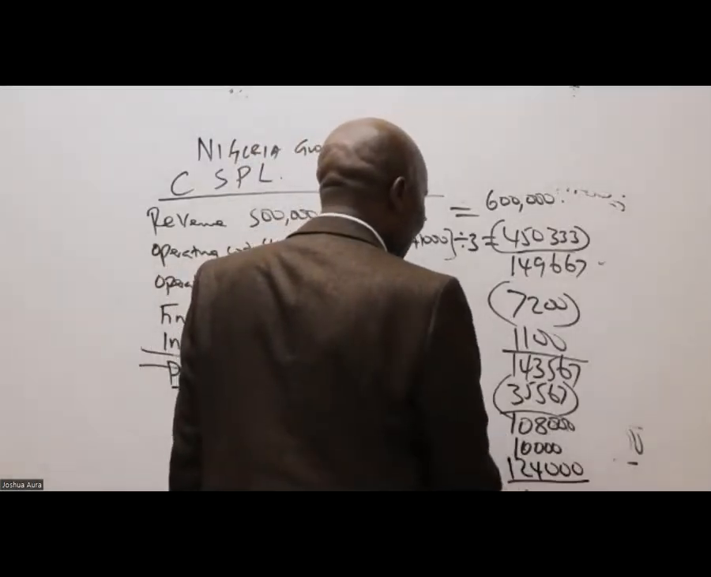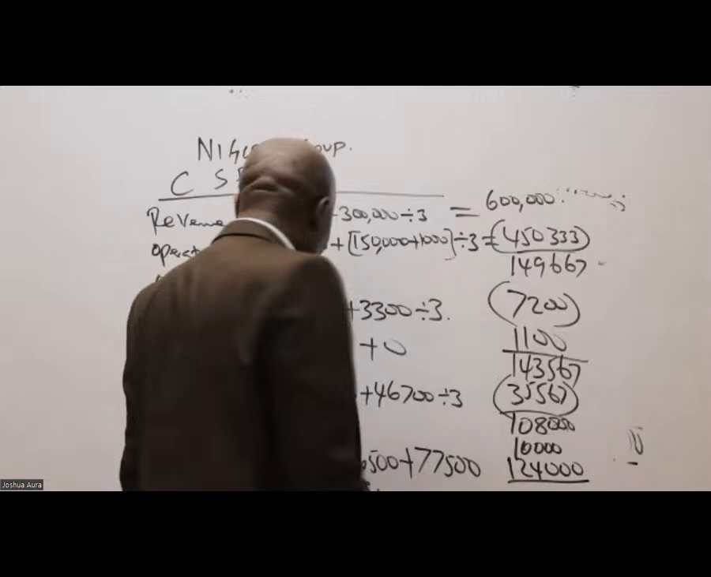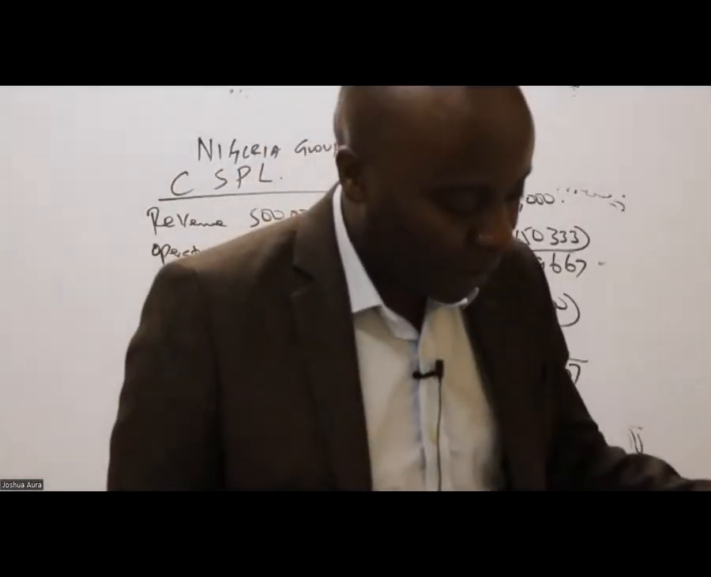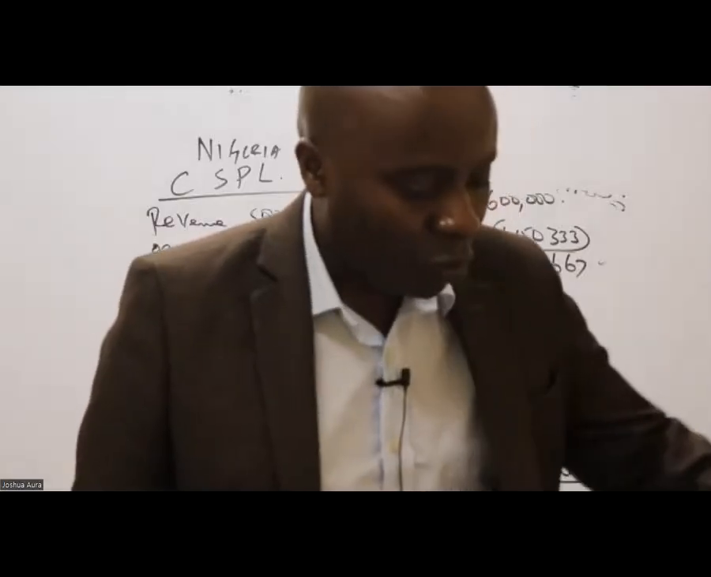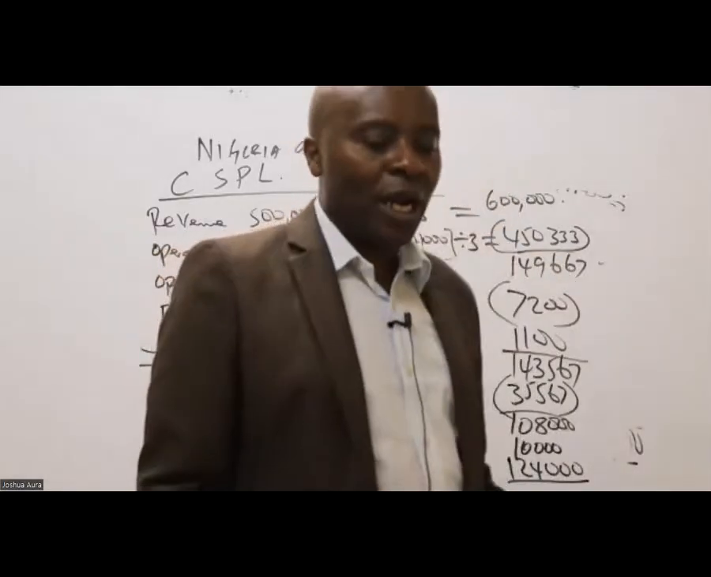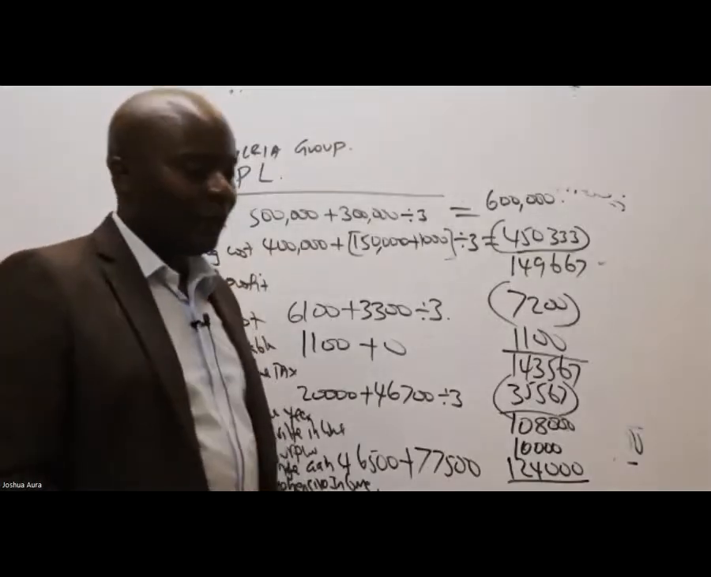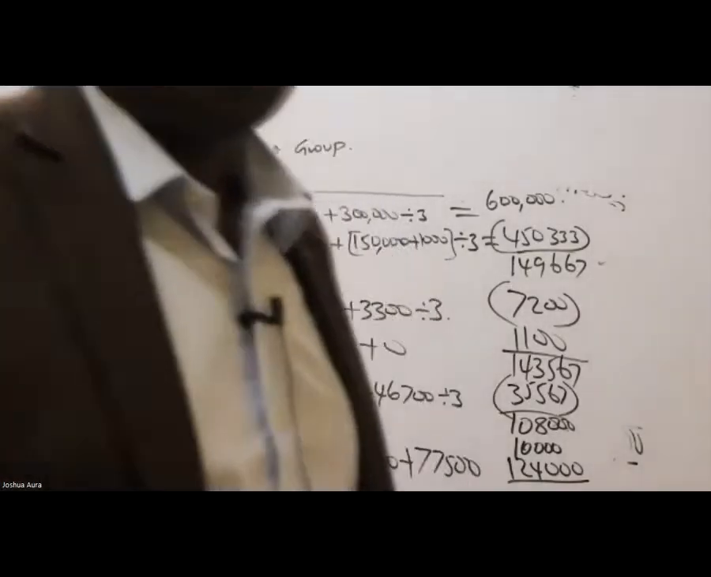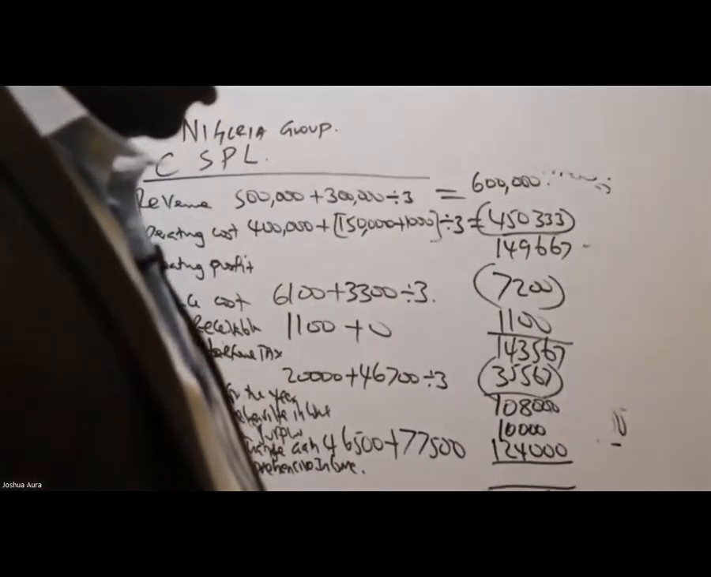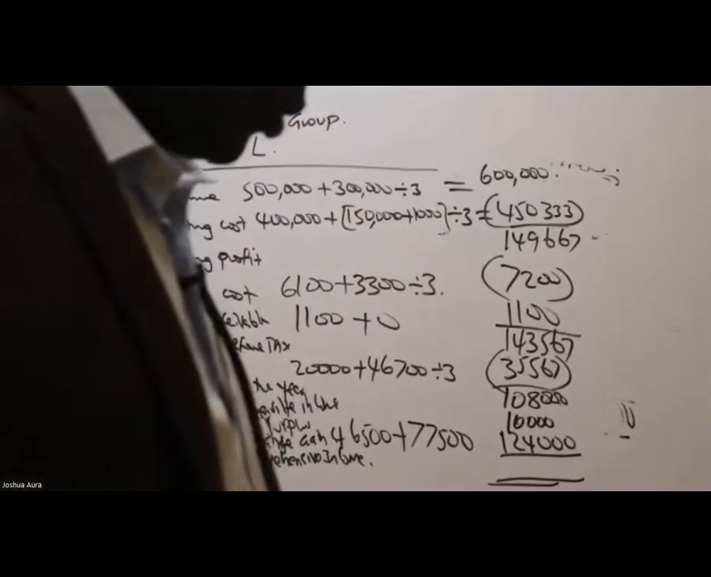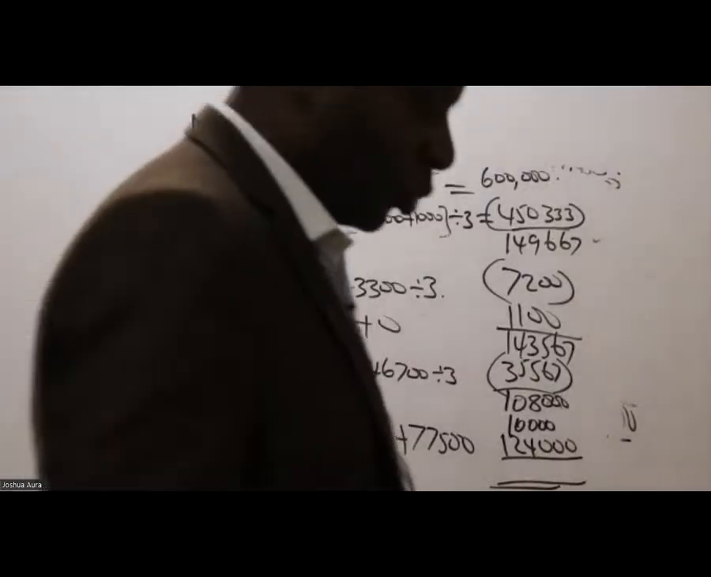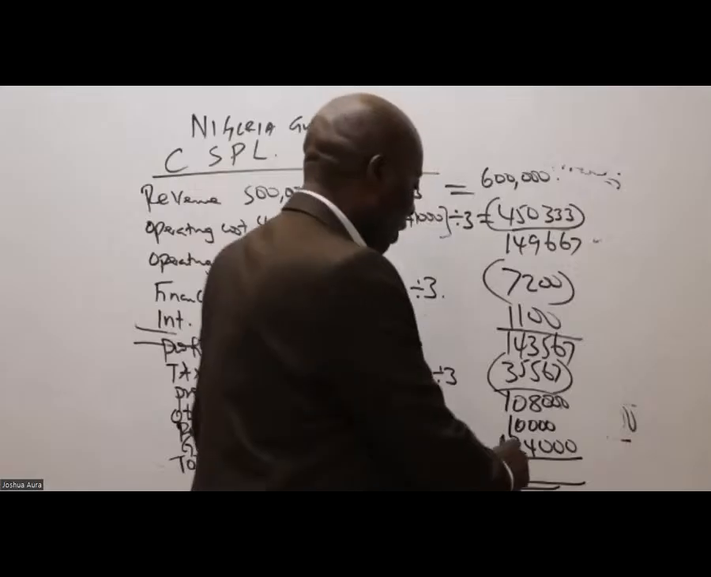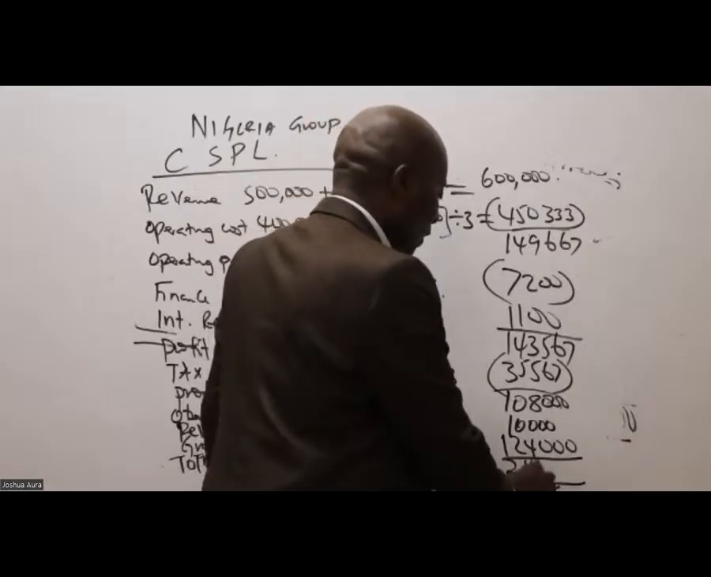So please come and add there for you to be able to give us the total comprehensive income. The total comprehensive income, how much does it come to when you add? 242,000. That is the end of the thing.